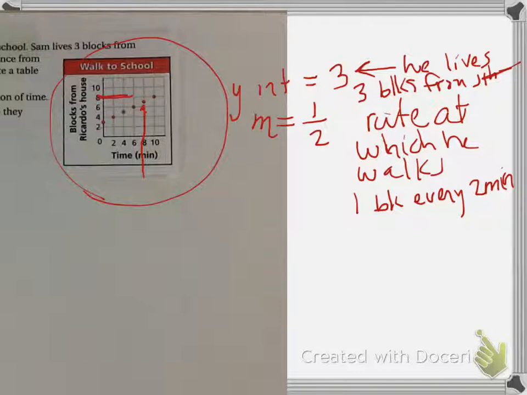Do we know when he reaches the school? We can assume it's that. But what if the graph keeps going? Oh, I guess it doesn't go on because you can't see anything there. So we could assume his school is 10 minutes away from his house and it's 8 blocks away from his house.